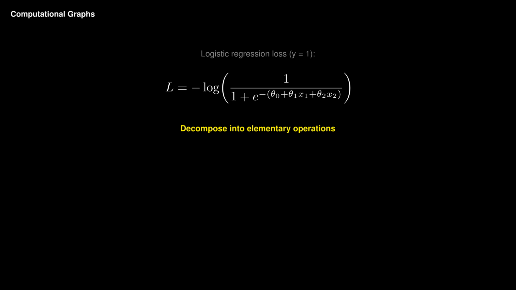Take the logistic regression loss for a single data point where y equals 1. The loss simplifies to negative log of sigma, where sigma is 1 over 1 plus e to the negative z, and z equals theta 0 plus theta 1 x1 plus theta 2 x2. This looks complicated, but we can break it into elementary operations.